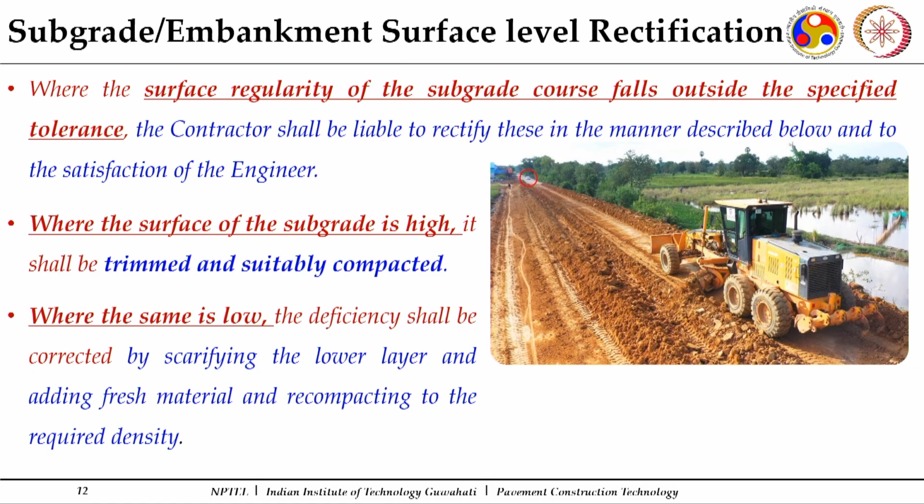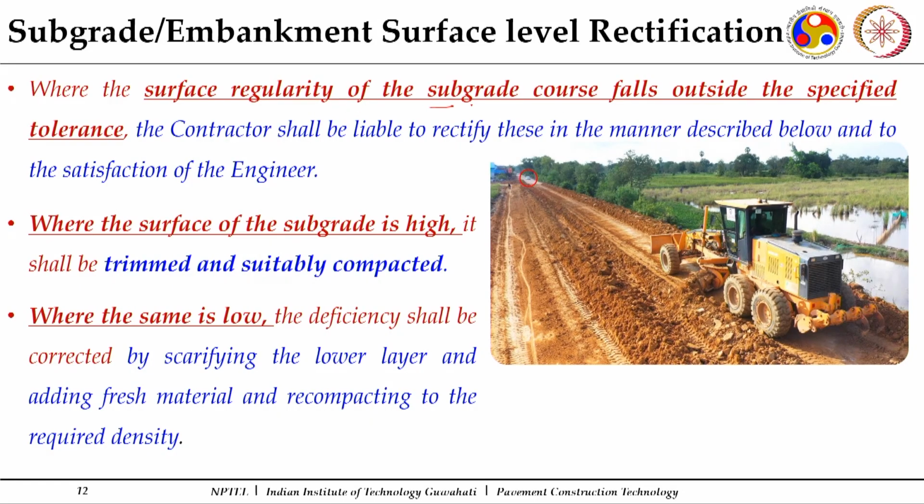Now, it may happen that at certain locations the levels may be low, or at certain locations higher than what is permitted. In that case we need to rectify it before we go for the construction of the next layer, if those deviations are beyond the permissible limits. So, where the surface regularity of the subgrade course falls outside the specified tolerance, the contractor shall be liable to rectify this, because this becomes his responsibility, and this can be done in various manners.